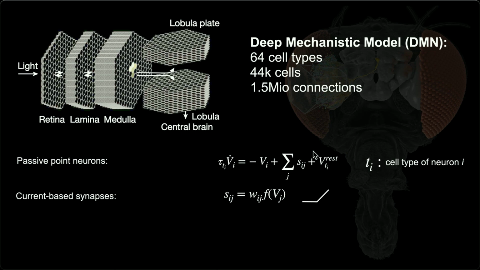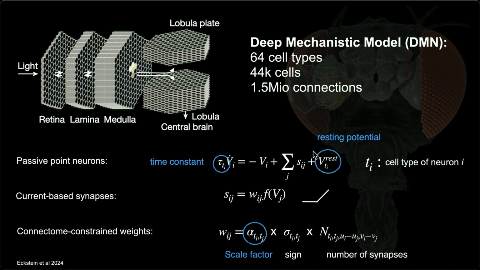And that gives us the following three parameters. For every cell type, we get a time constant and a resting potential. So these are 2 parameters per cell type. And then for every connection, we get one scale factor, and we choose that scale factor to be a proportionality constant that's different for every pair of cell types. So each weight is proportional to the number of synapses, and the sign is read off from the connectome, but there's a scale factor. And we have order of 64 squared factors.